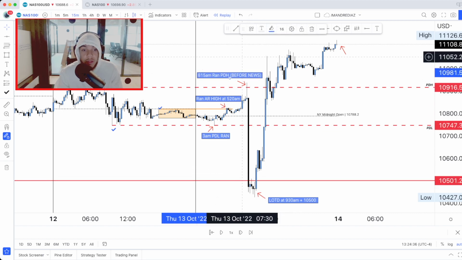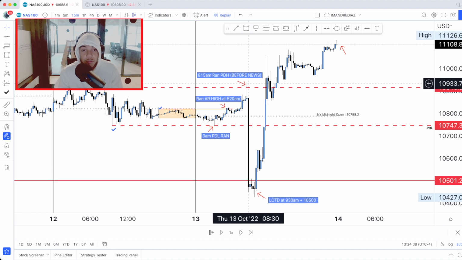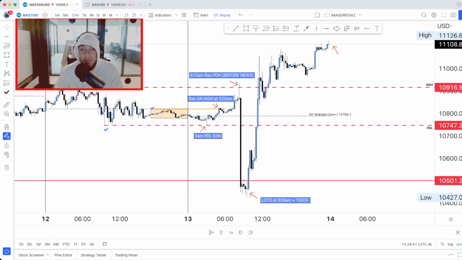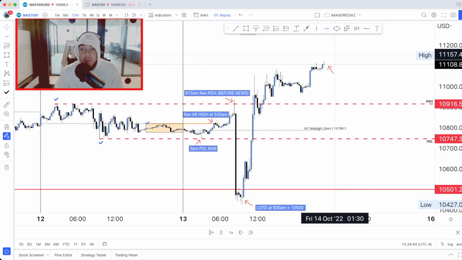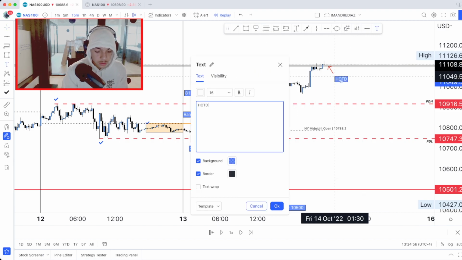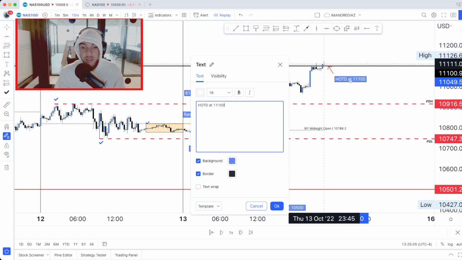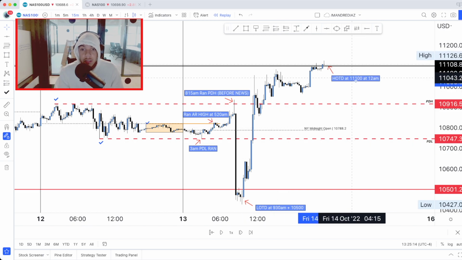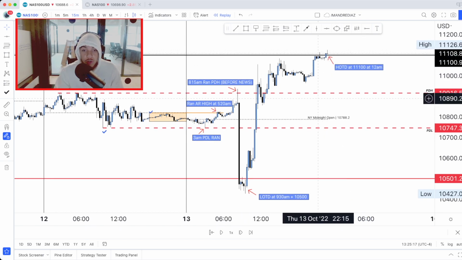And flew where? Got the liquidity from all this, the high from before news, and then we continued to push up, having the high of the day, closing price at 11,100 right here. So we have the high of the day at 11,100, not 500. And at what time? This at damn near midnight. So I'm going to say 12 a.m. So basically, from 9:30, this run in price ran all the way until the market closed at midnight.